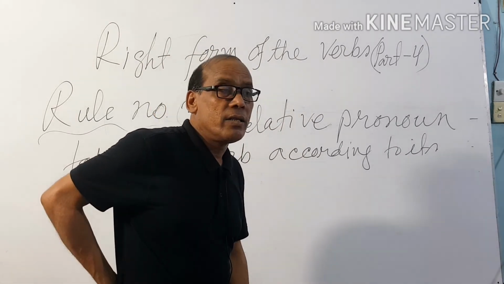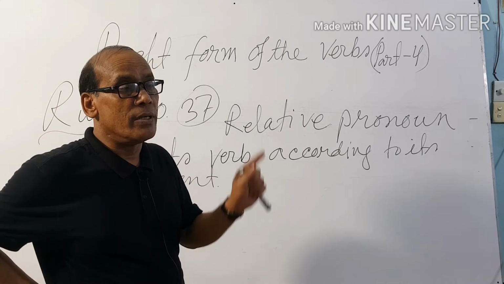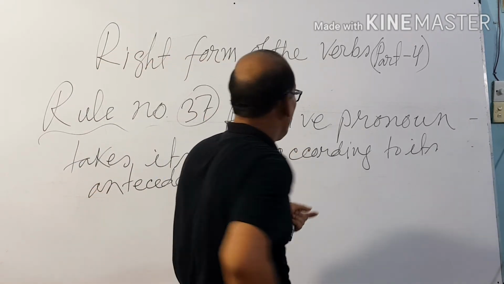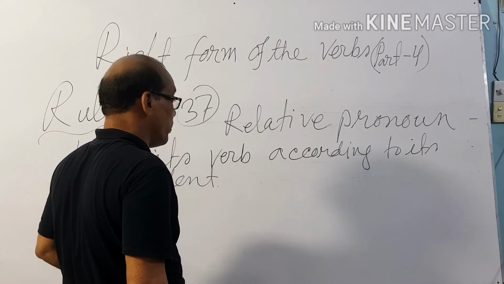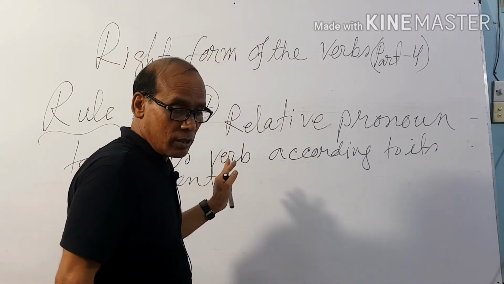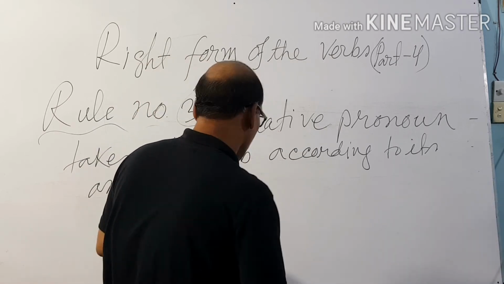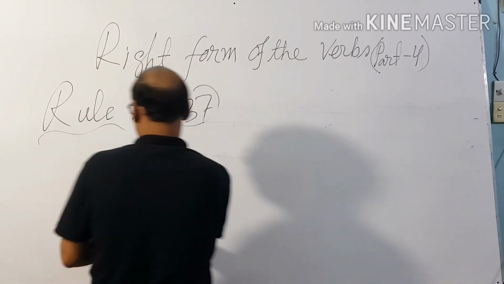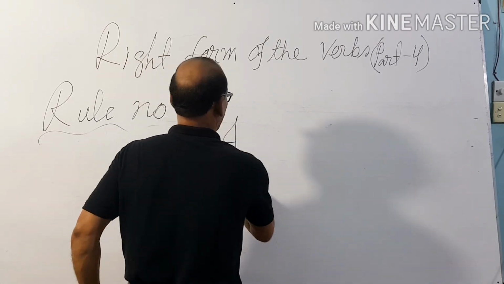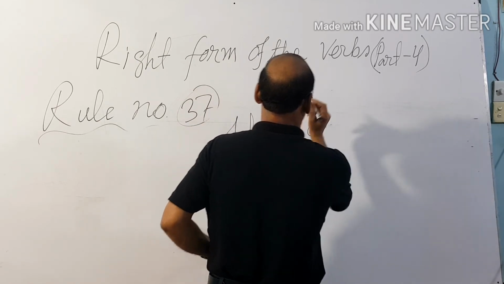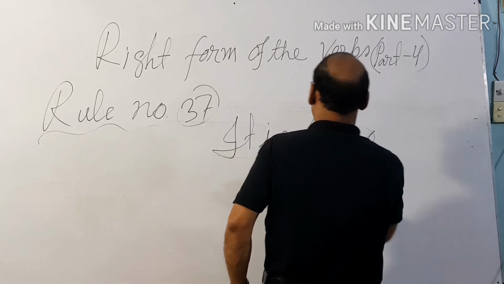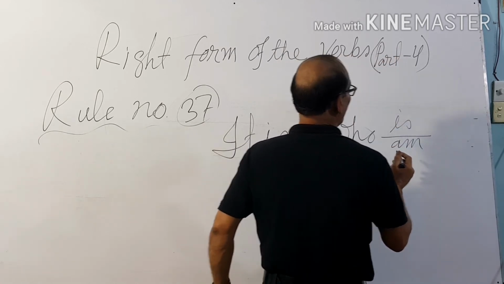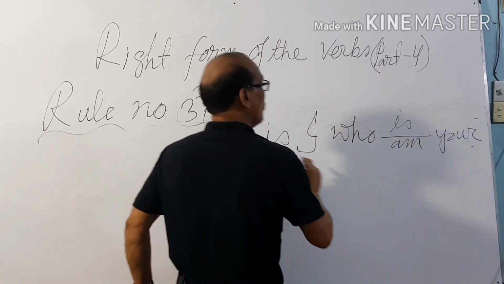But which one is the antecedent? Antecedent is a noun or pronoun which precedes the pronoun. That means the pronoun is used according to its antecedent. According to the antecedent, the verb will be determined. Let me give you an example that will clear the ambiguity. Suppose: it is I who, here is or am, it is I who, your teacher.